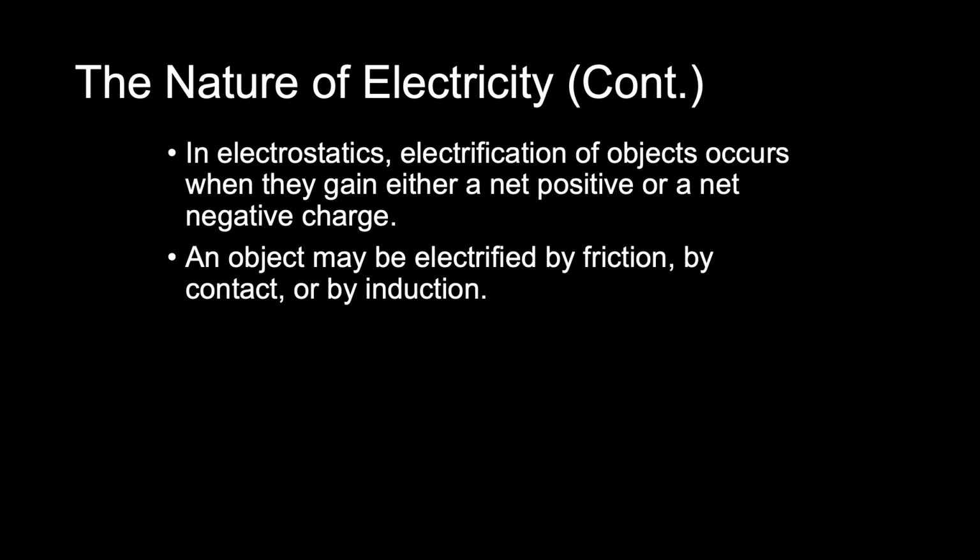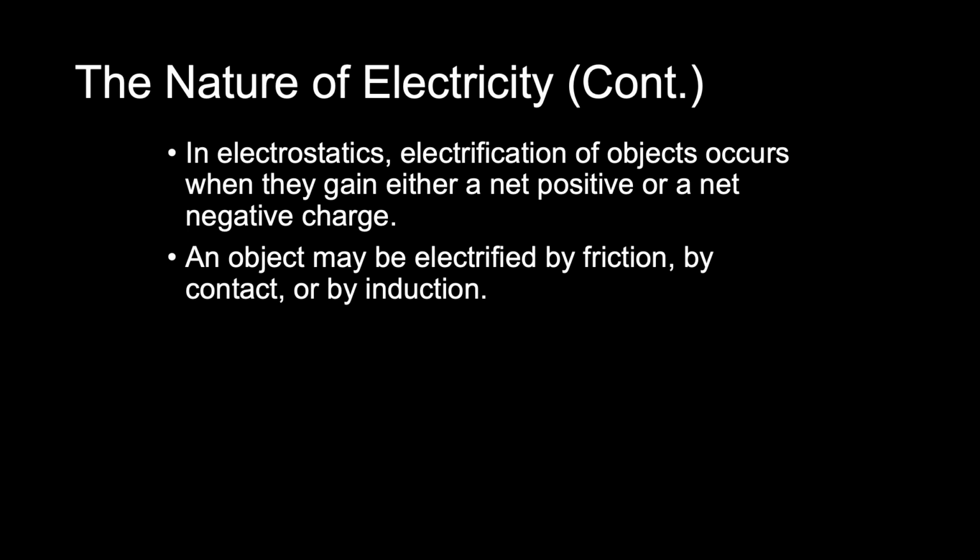In electrostatics, electrification of objects occurs when they gain either a net positive or a net negative charge. An object may be electrified in three ways: by friction, by contact, or by induction. And if you've heard of the experiment involving rubbing a rubber rod with fur, that is an example of electrification by friction, because you're rubbing the two together. Once it's charged, the rod can be discharged by placing it in contact with a conductor. And this is an example of electrification by contact.